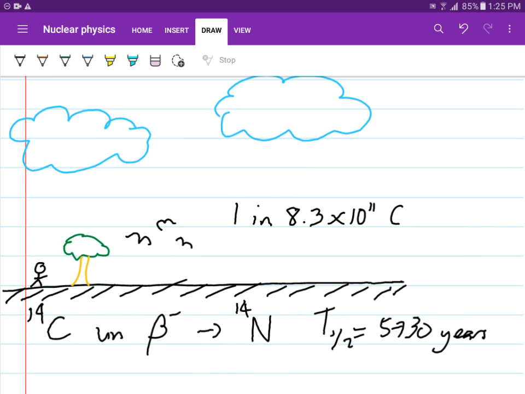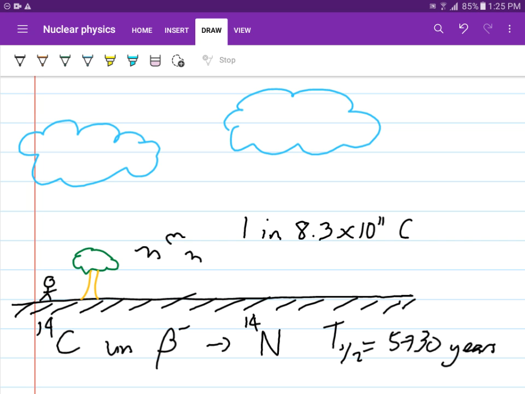So the process of carbon dating assumes that all living beings are made up of carbon. So they contain an amount of carbon, and a fraction of that amount of carbon has a radioactive form, which is carbon-14. There is about one carbon-14 in about 8.3 times 10 to the 11 carbon atoms.